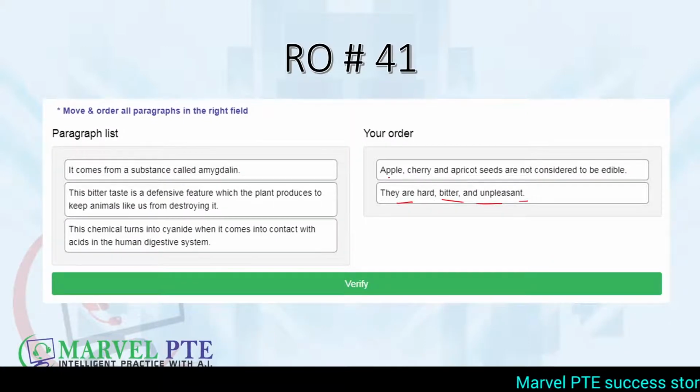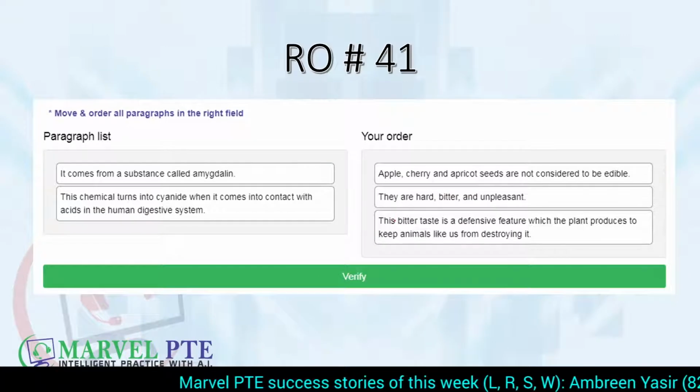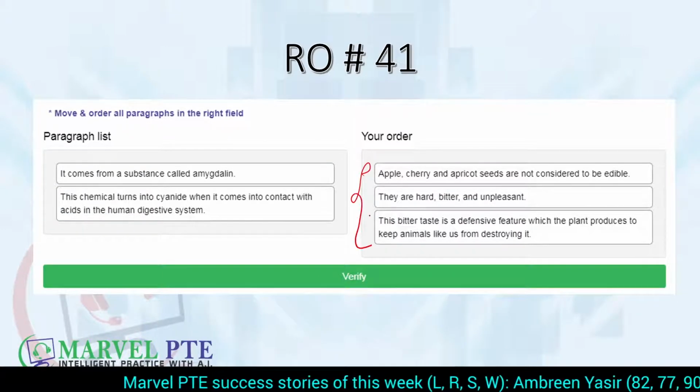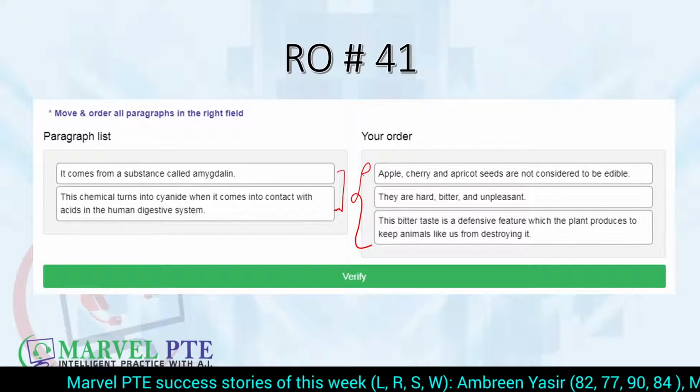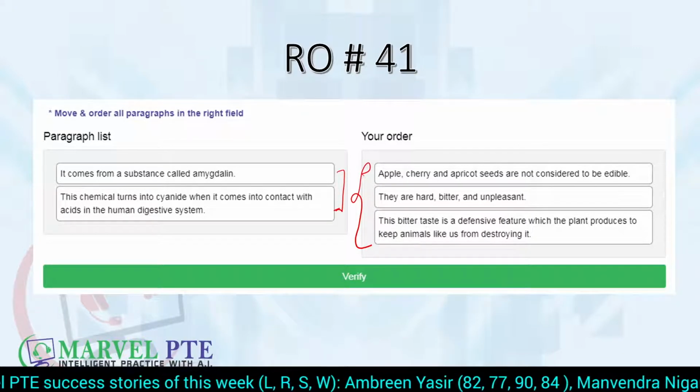Okay, अब आपका नेक्स्ट लाइन कौन सी होगी? अब आपको पता है यहाँ से बिटर है, सो यहाँ से हमने अपनी SO स्ट्रैटेजी के हिसाब से दिस बिटर टेस्ट. ओके, सो वी आर गोइंग टू मूव दिस लाइन ओवर हियर. सो दिस इज the order which we have made. Now we have these two sentences left. अब एक इनमें से सेकंड लास्ट होगा और एक लास्ट होगा.